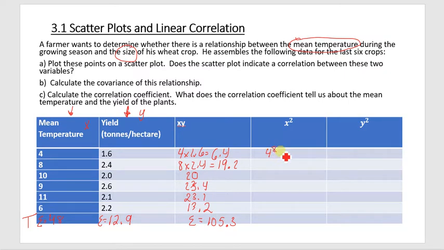Now for the x squared, I would just take the x and square it. So 4 squared, I get 16. 8 squared, I would get 64. 10 squared, 9 squared, 11 squared, all the way down. So I get 100, 81, 121 and 36. If I add all these up, 16, 64, 100, 121, 36, I get 418.